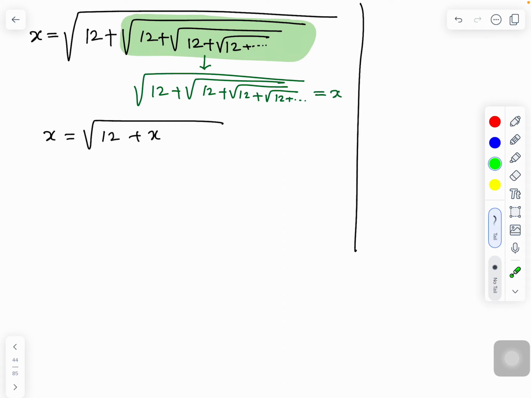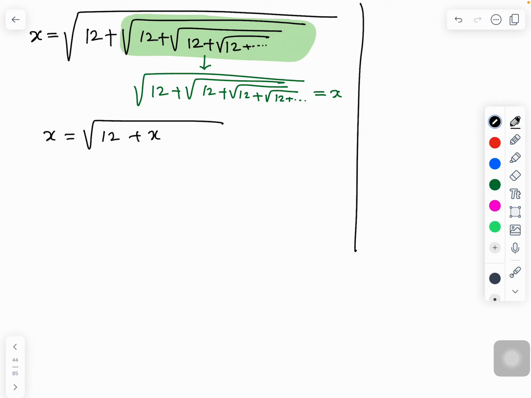Some of you might have a question. Sir, whatever is the number of times the square root is coming, that one square root extra is here, no? That's fine, because it's an infinite number of times. So whether it is infinity or infinity plus 1, both are considered as infinity only. So it's still the same x expression only.